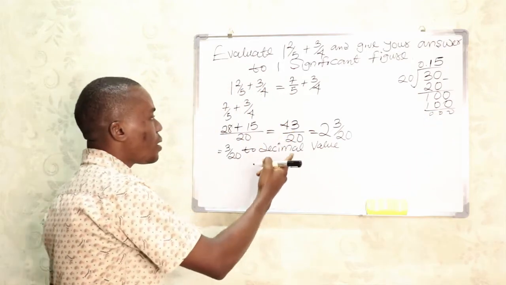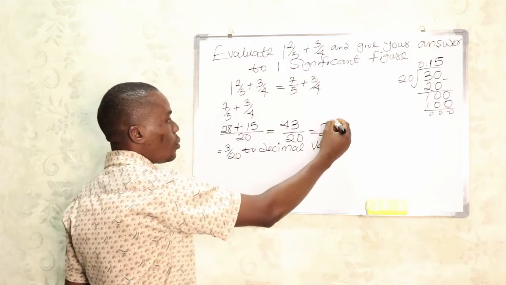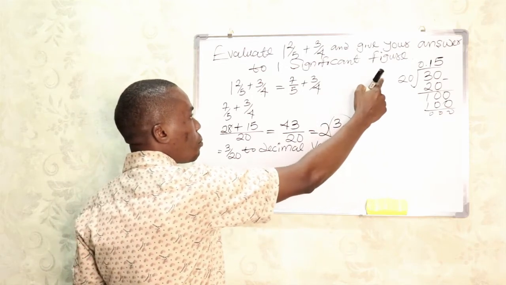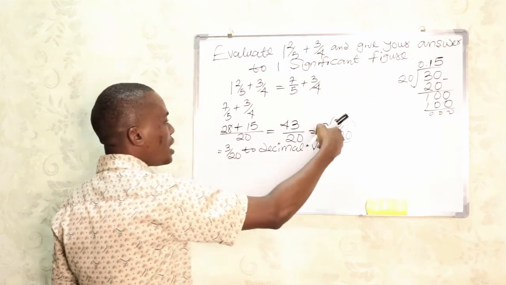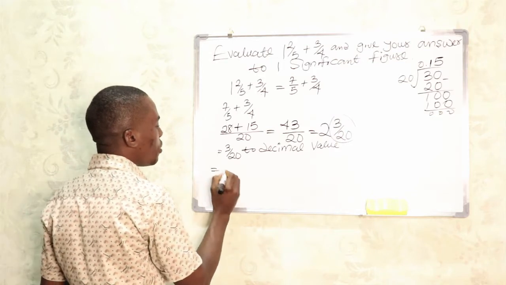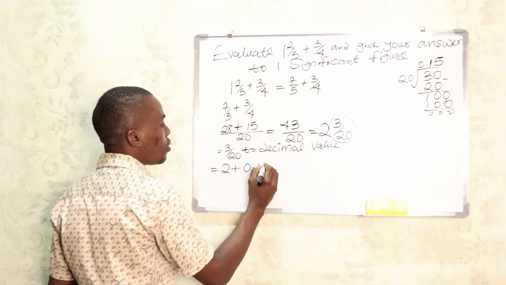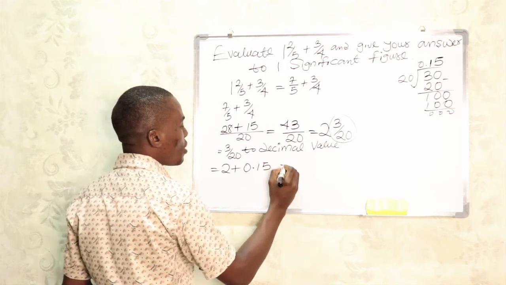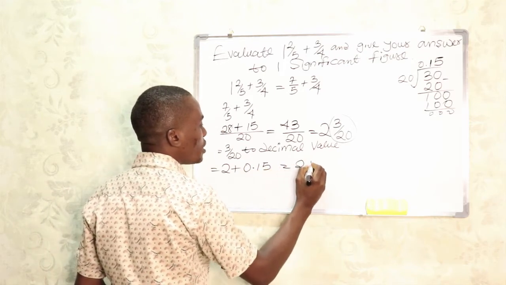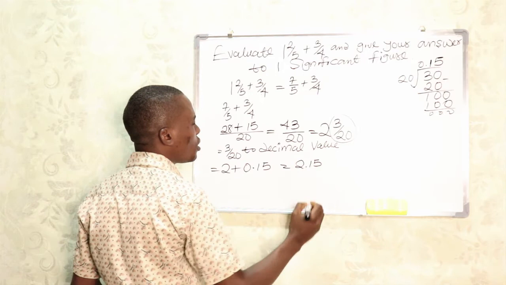So the decimal value of this will now be what? 0.15. So let's add it to these 2 points. That will now give us our what? 2 plus 0.15. That will give you a value of what? 2.15. That's the solution you are going to get.